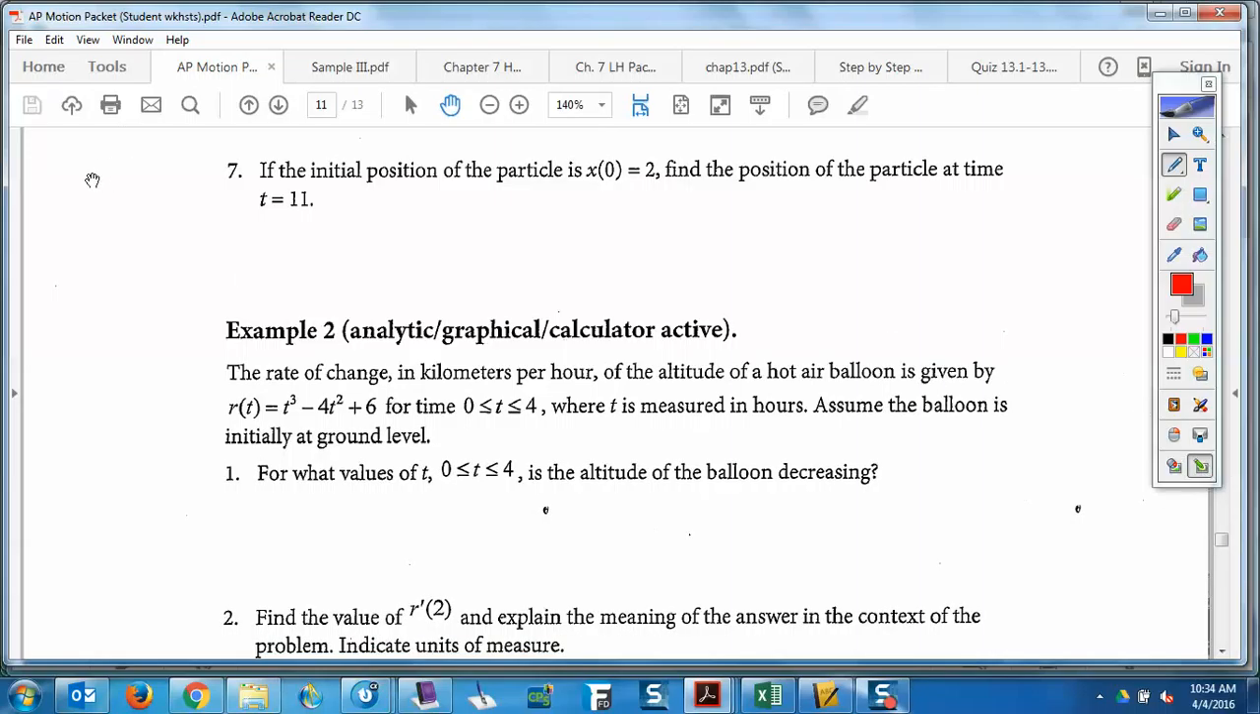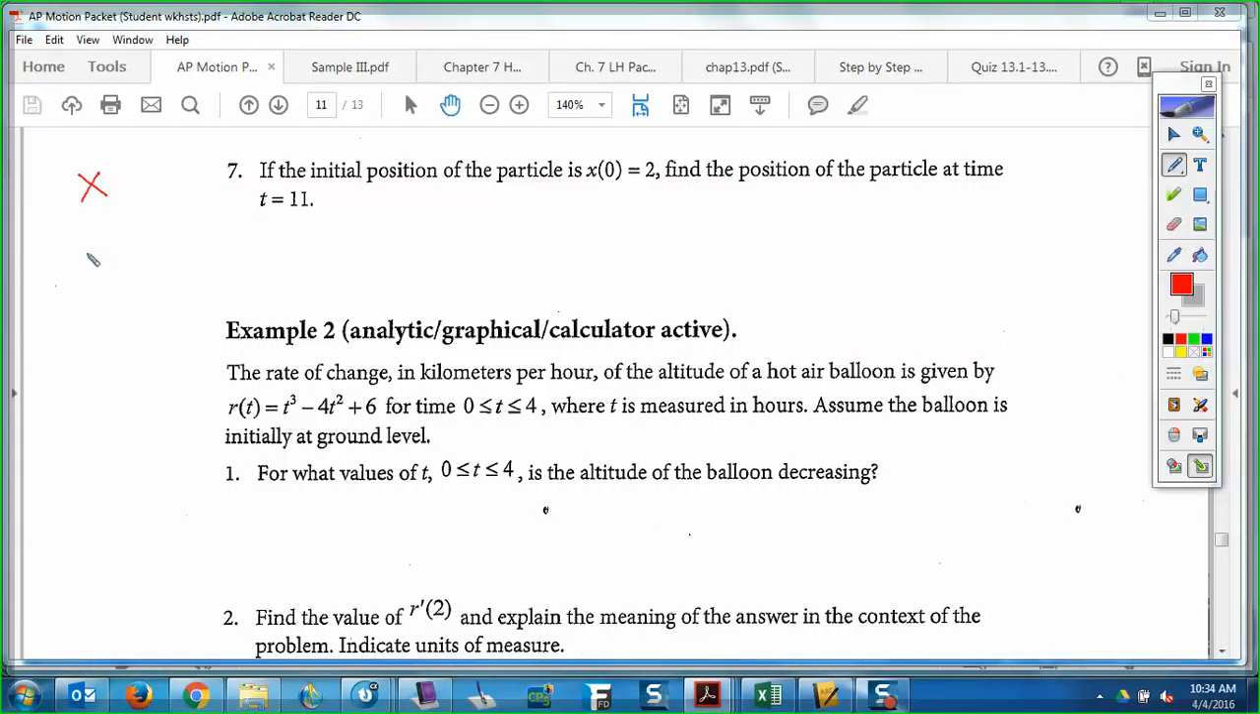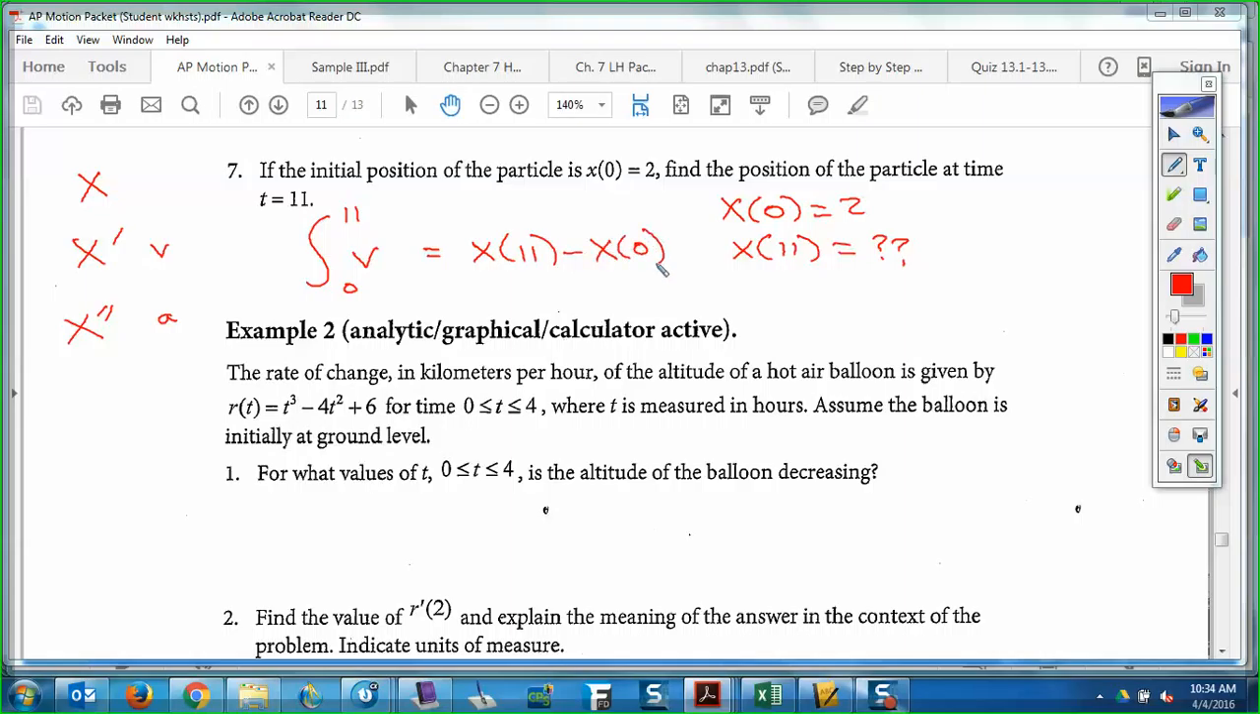So, if we're going to do position, velocity, acceleration, right? That's what we got here. X prime, X double prime, right? Find, if the initial position of the particle is this, then what is x11 is what they're asking, right? Now again, it comes back to this. The integral of velocity from 0 to 11 should equal x11 minus x0. Isn't that a true statement?